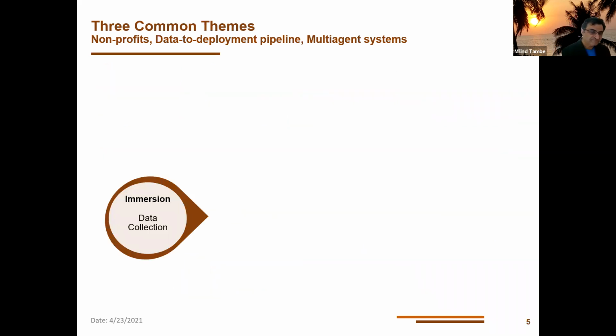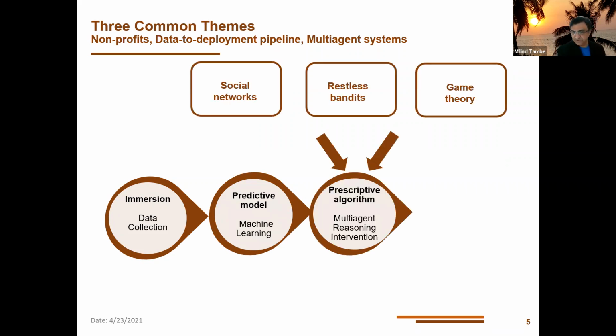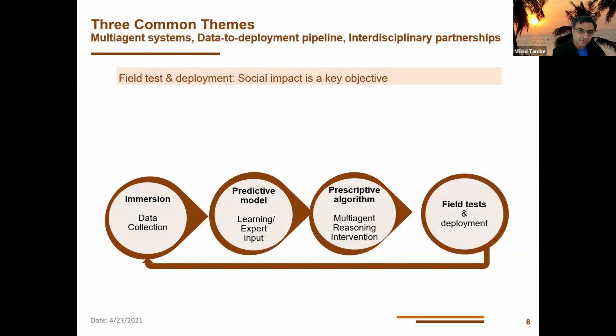The second common theme is a data to deployment pipeline, in the sense that we start our work with immersion in the domain, talking to the nonprofits, understanding their challenges and the kind of data that are available. A predictive model then makes predictions of which of the cases they face are high risk versus low risk. And then a prescriptive algorithm comes in, because even though we may be able to predict which of the cases are high risk, given limited resources, we can only intervene on a limited number of cases. And that's where our multi-agent reasoning and innovations come in, as you'll see in the talk, in terms of influence maximization in social networks, or in restless bandits, or in game theory. And finally, field testing and deployment is crucial in our work, because ultimately social impact is a key objective of this work.